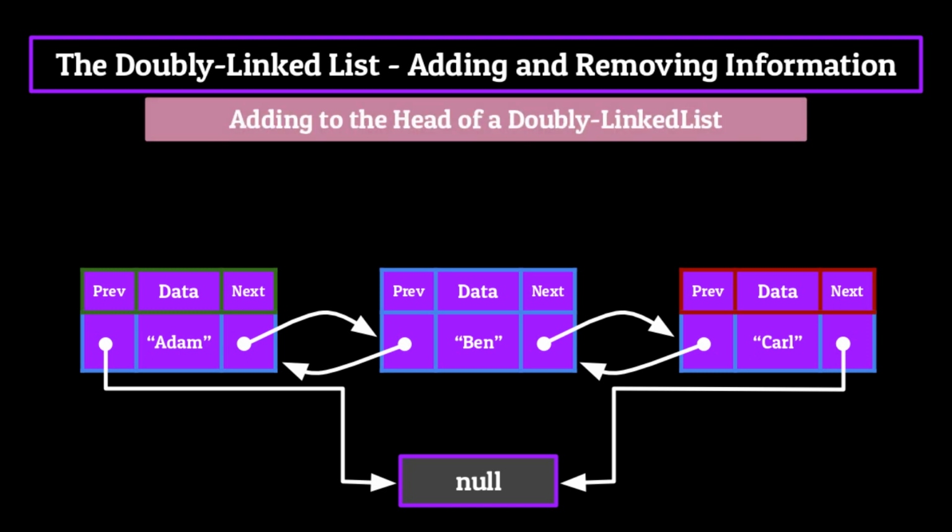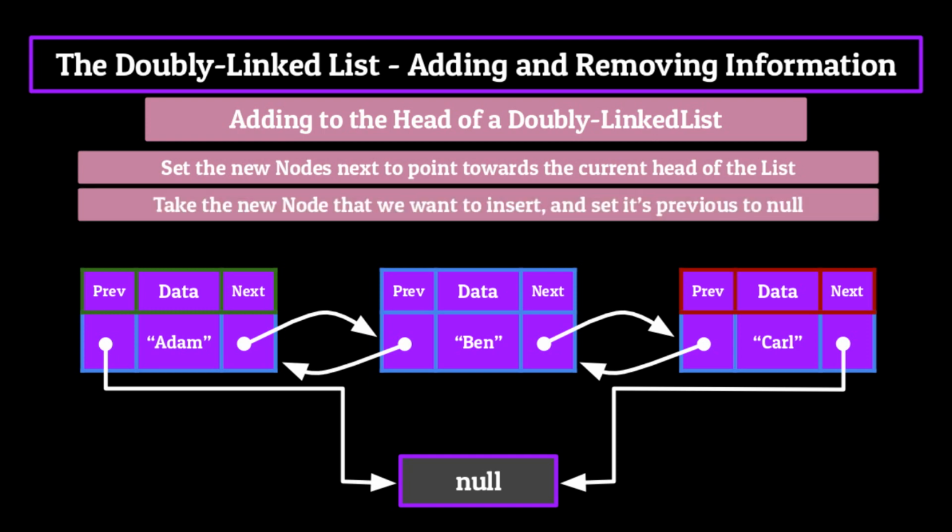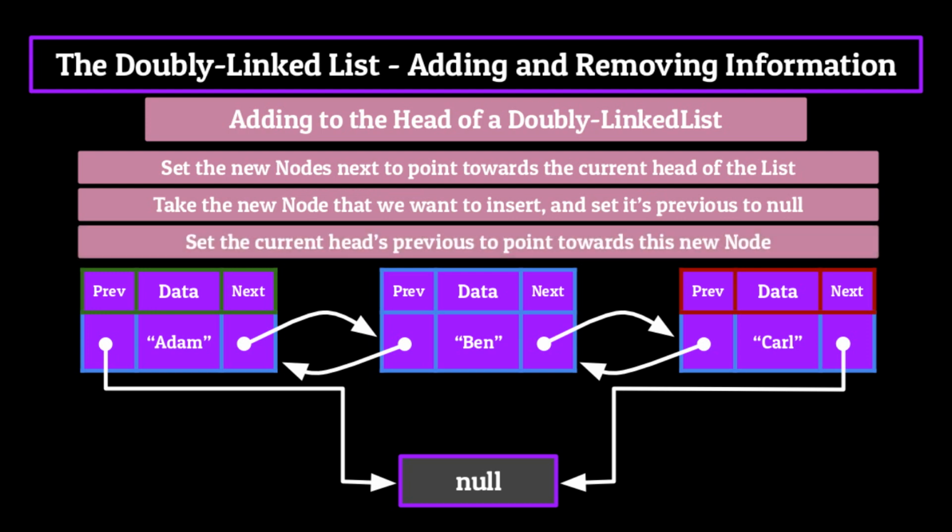Now, adding to the head of a doubly linked list is quite simple. The first step is to take our new node that we want to insert and set its previous to null. Second, we set the new node's next to point towards the current head node of the linked list. Then, all we do is set the current head's previous to point towards this new node instead of a null value, and we're set to go. Doing this rearranges the pointers in such a way that the new node we want to add becomes the head of the doubly linked list.